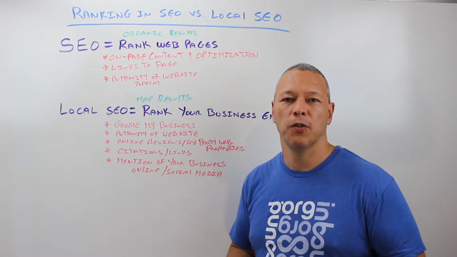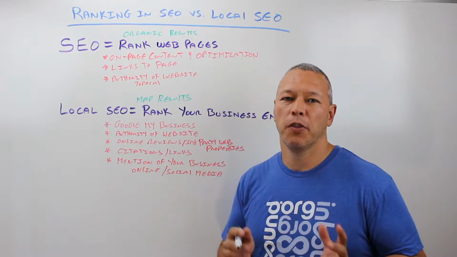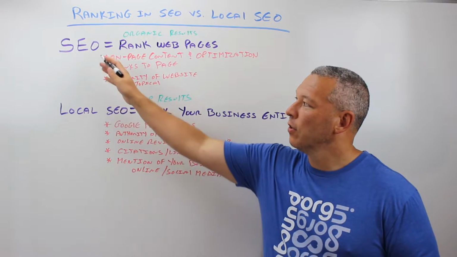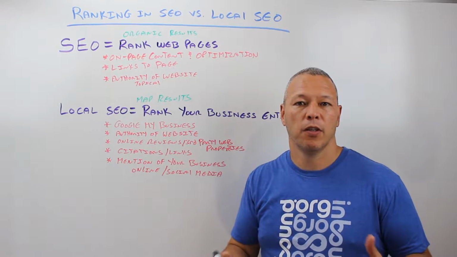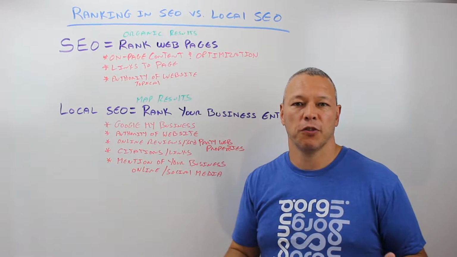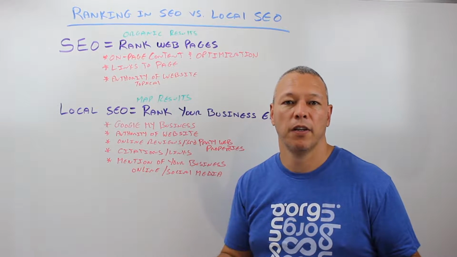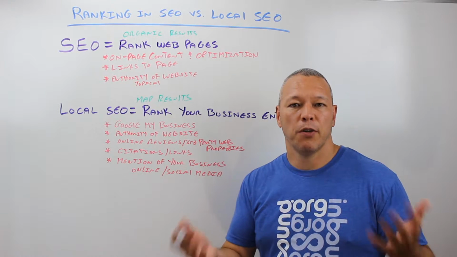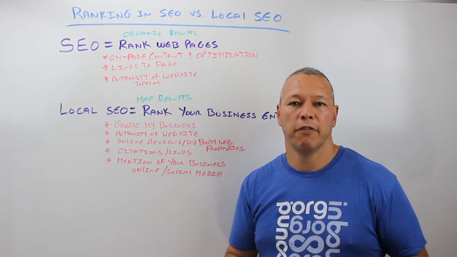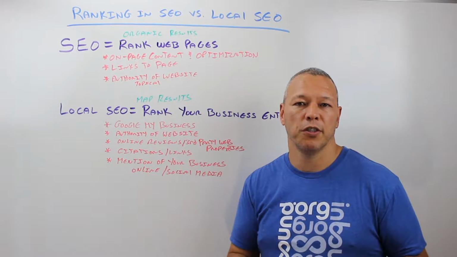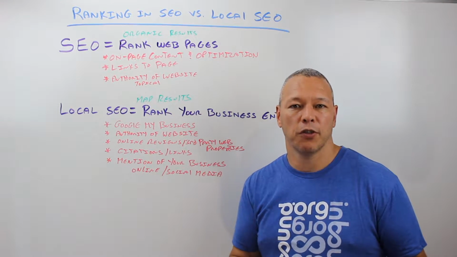Today we're going to talk about the difference between ranking in SEO and local SEO. There are a lot of similarities, but there are also a lot of differences that you should be aware of. Traditional SEO is the regular old-fashioned search engine results, when you type in something like how to sell my home fast and you get the results with 10 different web pages that talk about that topic. So that's traditional SEO, traditional organic search results.